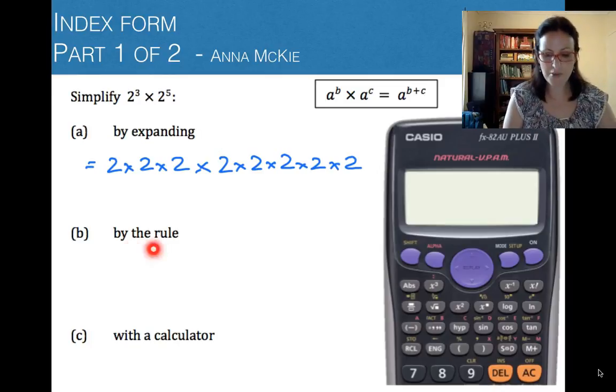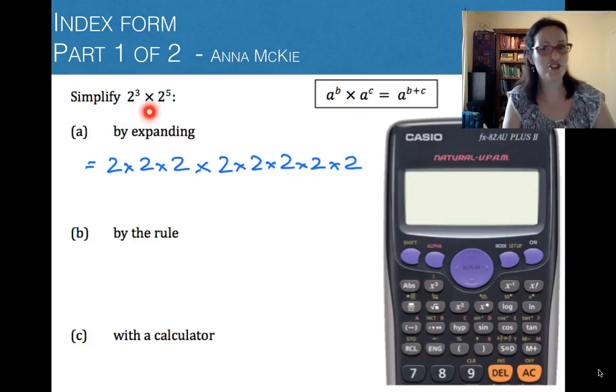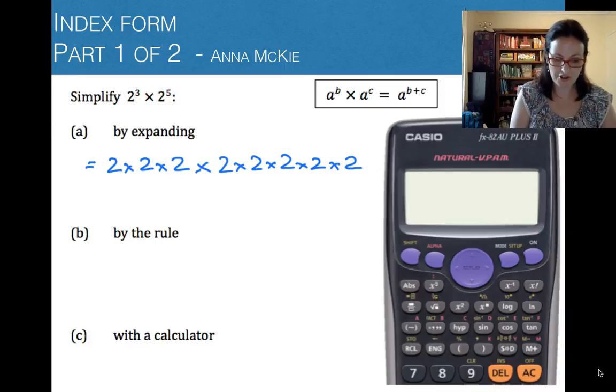The next part is by using the rule, and the rule is what I've put up here as a refresher. So as we can see, two numbers with the same base. The base is A, but in this example the base is the number 2. They're being multiplied together, so that gives us permission, if you like, to add those powers. So we'll show what we're going to do.